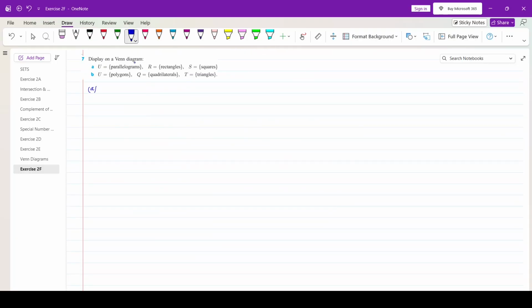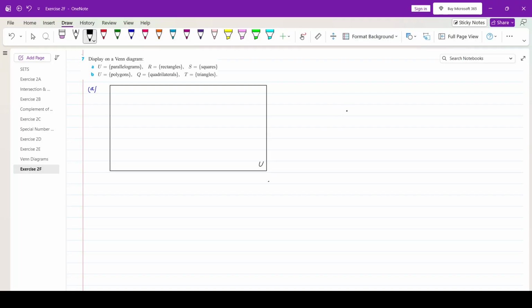Display on a Venn diagram U, that is universal set. So let's draw a universal set. Parallelograms. So we know what are parallelograms. Parallelograms are those four-sided shapes whose opposite sides are parallel to each other.